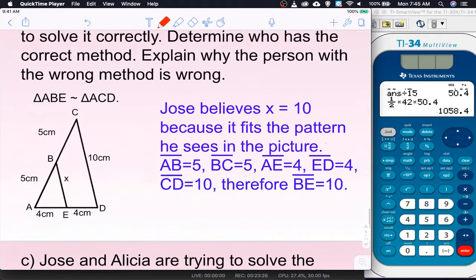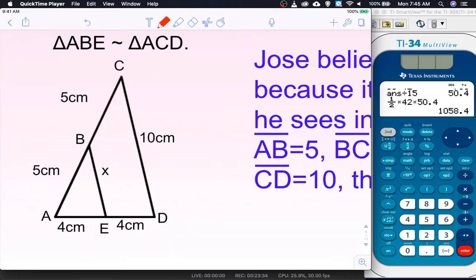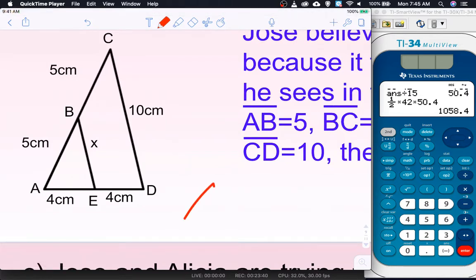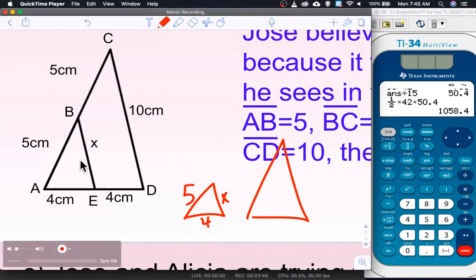Okay, so first off, there's an easy way to figure out why Jose is wrong. Jose is definitely wrong. If you would take these two triangles, they're kind of wrapped up in the same picture. If you would disentangle them, here's the one, here's the other. Little guy is 5, 4, and x, right? So that's ABE, 5 by 4. Big guy is 10, 8, and 10, right? 5 and 5, that's a length of 10. That's 10, that's 8. Well, we can see right now that no, this would not be 10.